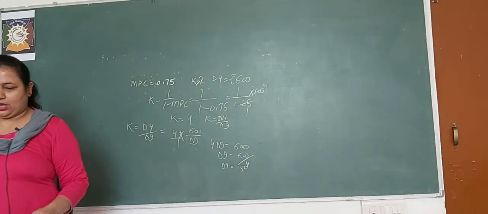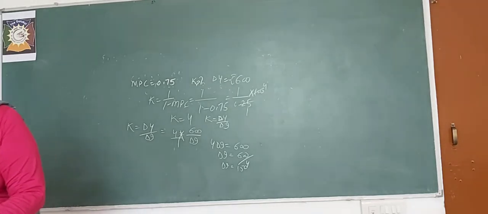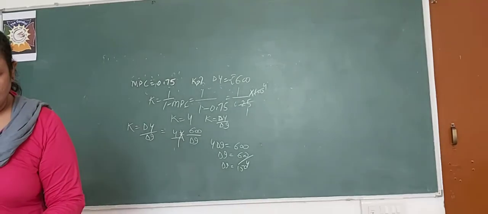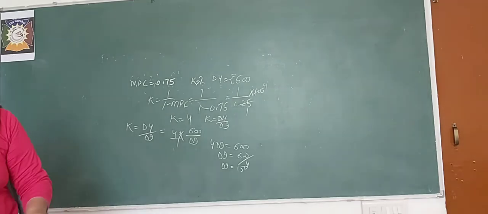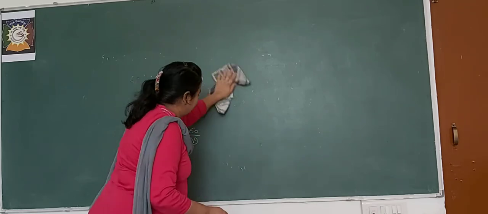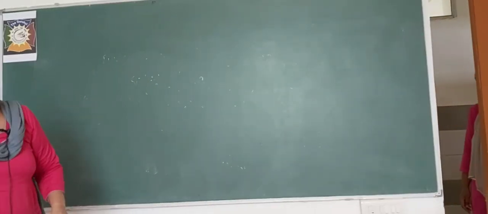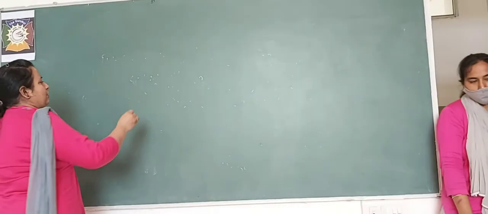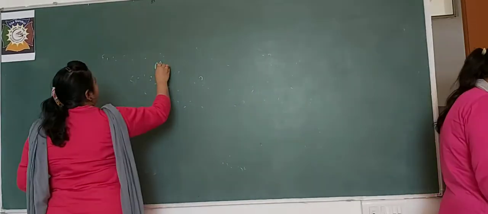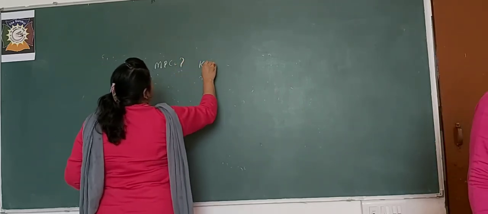Okay beta, now what you have to do, one more question I have. Find MPC when investment multiplier is equal to 1. You have to find the value of MPC when investment multiplier is equal to 1. Find the value of MPC when investment multiplier is equal to 1.